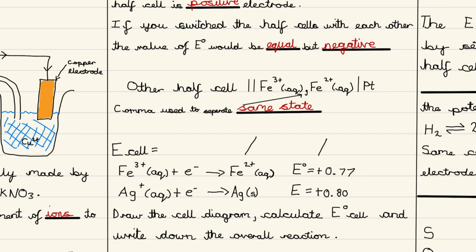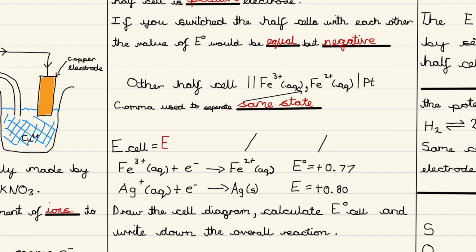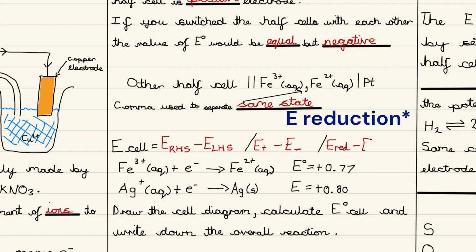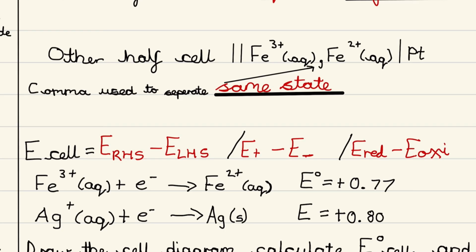Now the formula for the E cell is the electrode potential of the right hand side minus the electrode potential of the left hand side, or you could think of it as E positive take away E negative, and you could also think of it as E reduction take away E oxidation. Now when I say positive and negative, I go back to that number line. So even if both electrode potentials are positive, the one that's more on the right hand side is more positive, so that would be considered the positive one.